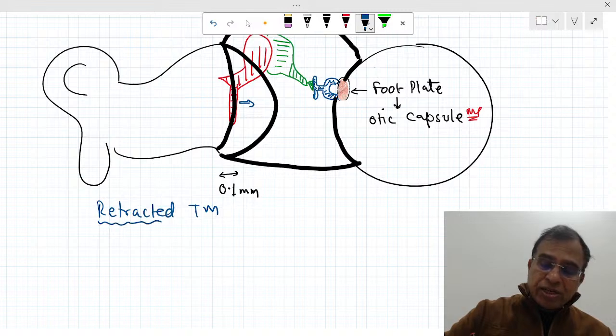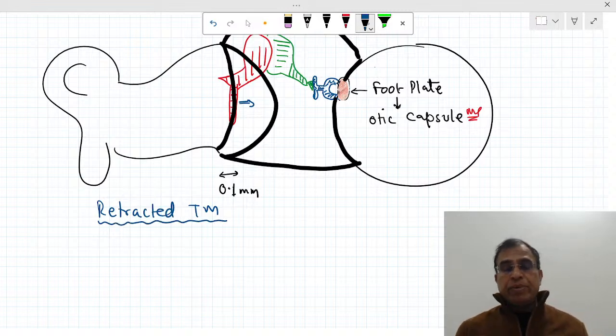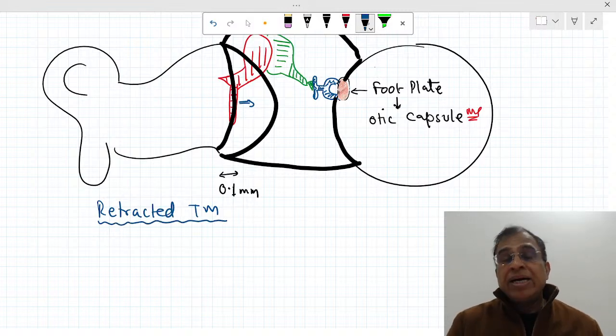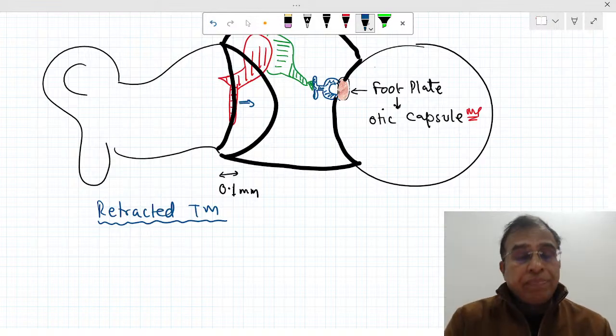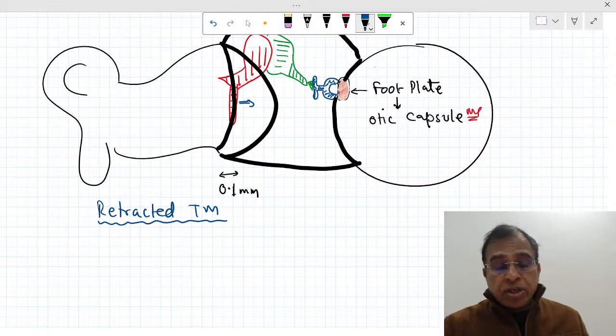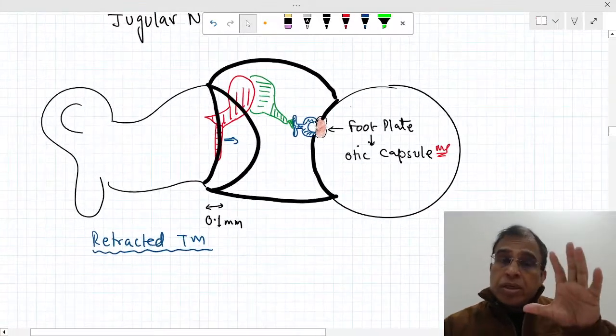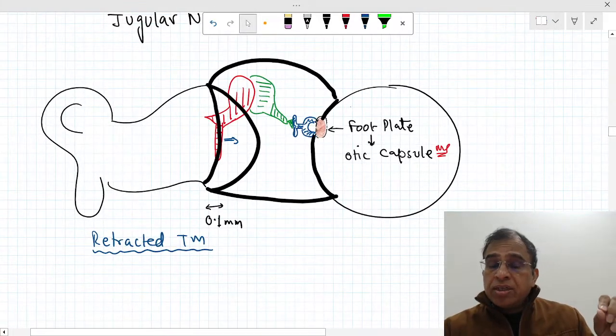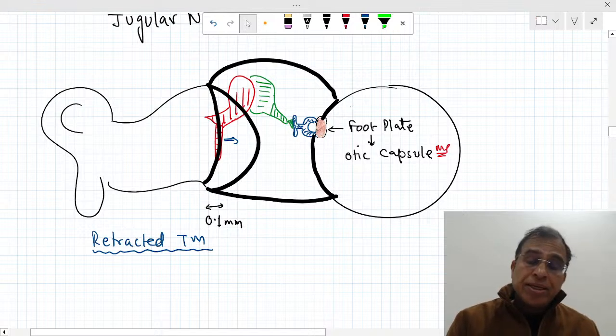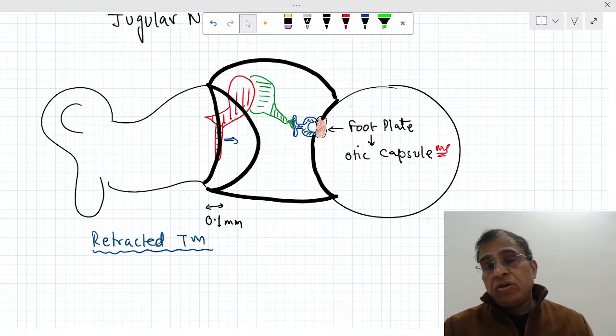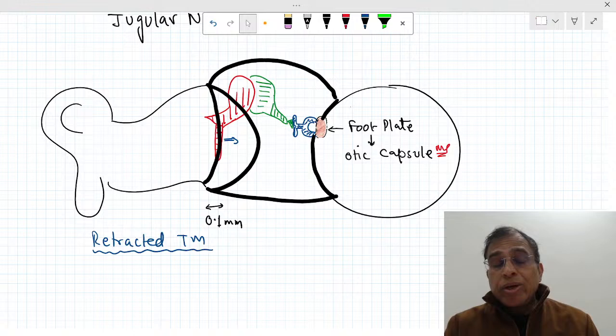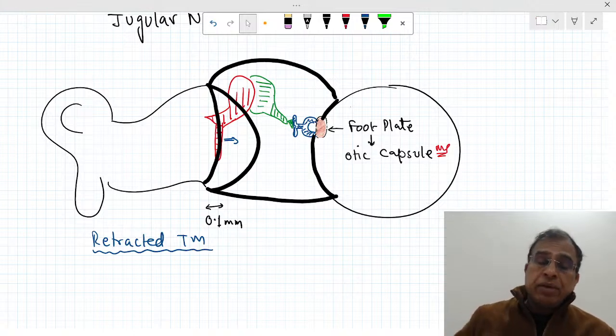So, retraction of the tympanic membrane, which is called retracted tympanic membrane, is a very, very common occurrence in the middle ear actually. So, all this is very common. The blockage of the eustachian tube resulting in negative pressure in the middle ear and retraction of the tympanic membrane is very, very common. Now, look at the way I have drawn the retracted tympanic membrane.